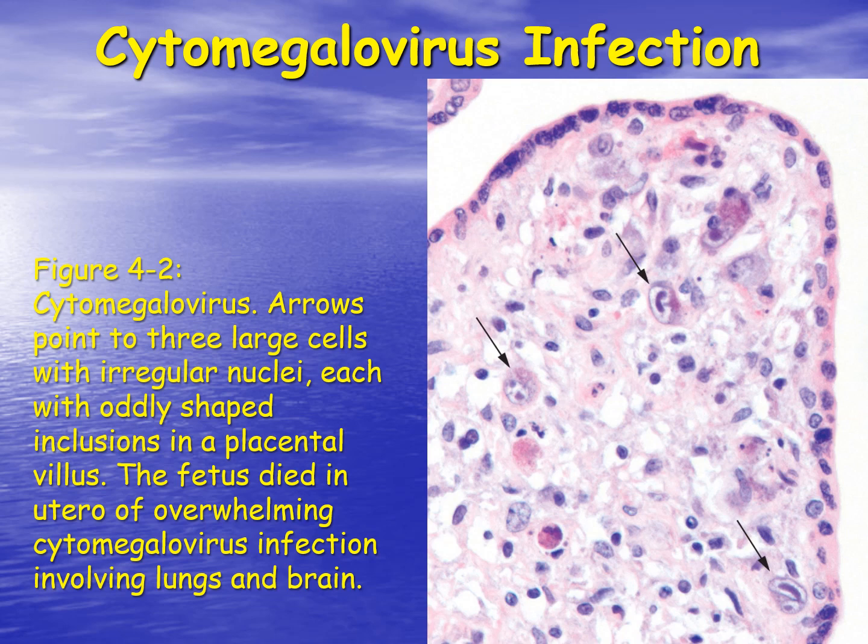Cytomegalovirus. So this is one of the herpes viruses. And we actually can see in this at the end of these arrows something called the misshapen cells here. And these actually are inclusions in the placental villi. And the fetus actually died in utero of overwhelming cytomegalovirus infection involving both the lungs and the brain.